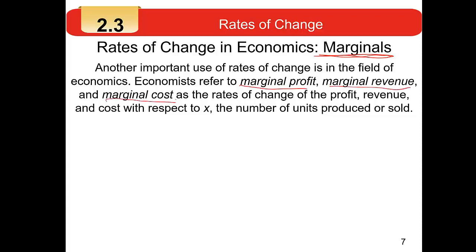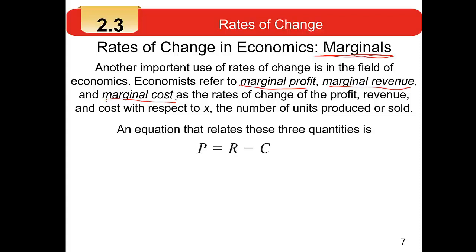They're rates of change. Marginal profit is a rate of change in profit of producing another item. The marginal revenue is the rate of change in revenue from producing one additional item. Marginal cost is the rate of change in cost of producing one more item. And if you're taking economics, this is a really good time to be talking about marginals in this class.